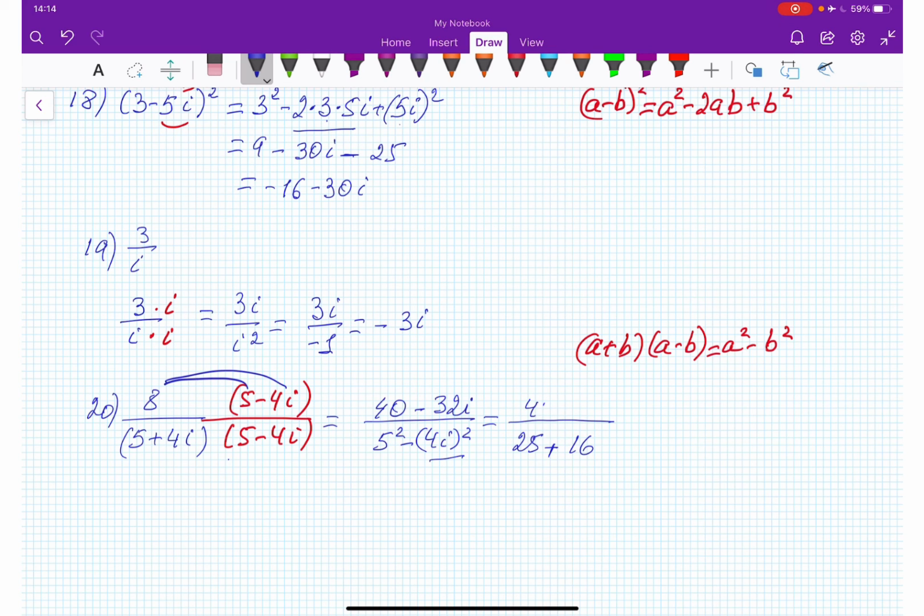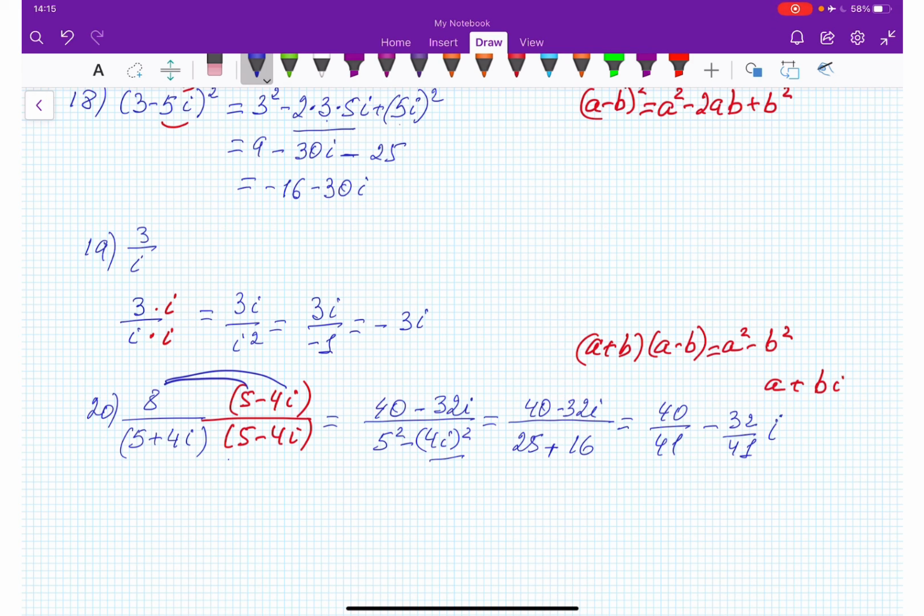So we get 40 minus 32i. Did we get rid of i? Yes, we did. So to write it down in the format of a complex number, and the format of a complex number is a plus bi, it's going to be equal to 40 over 25 plus 16, which is 41, and then minus 32 over 41i.